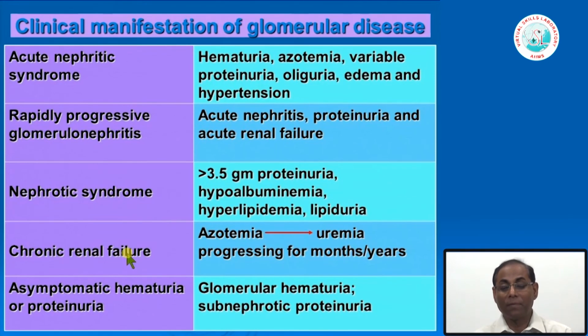Then comes chronic renal failure. Obviously, this is a long history with gradual increase in serum creatinine and blood urea level, and this can result from any chronic renal disease. And then there is another entity where the patient can come with asymptomatic hematuria and or mild proteinuria. These have to be investigated in a different way, but all the diseases which I have structurally classified can present only in one of these 5 groups of clinical syndromes which I have described.